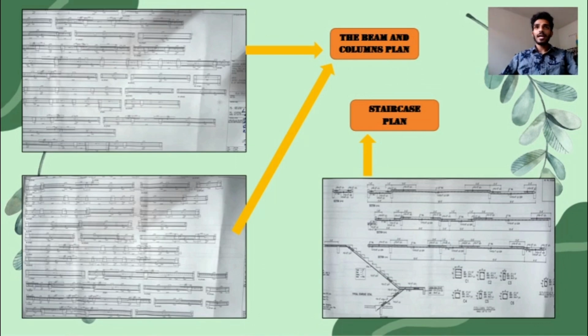After that, in this slide I have attached three kinds of figures. The very first two figures replicate how the beam and columns plan will be, and the third figure shows how the staircase plan was initially planned using the AutoCAD software.